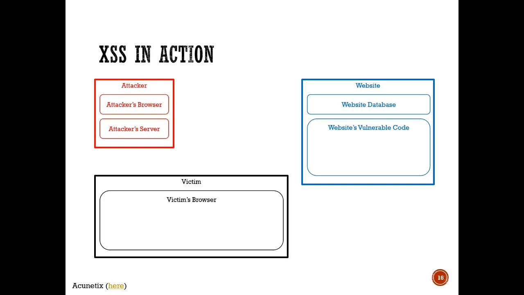Here we have our attacker in the top left, the vulnerable website on the right, and the innocent victim at the bottom. First, the hacker accesses the website and posts their comment with the script embedded. The server does what it's supposed to and stores this comment in the database. The victim then comes along and wants to view the comments section.